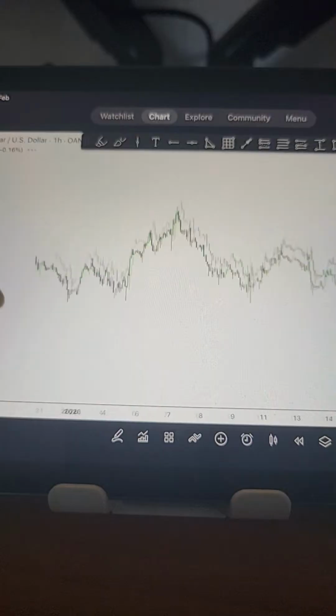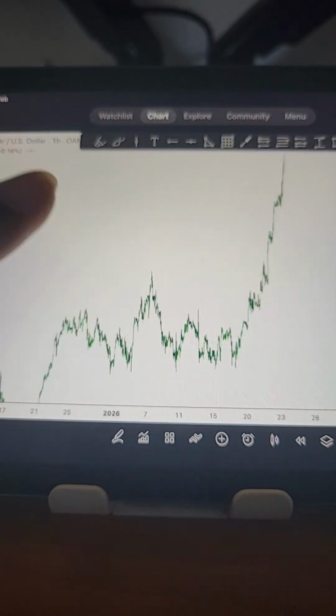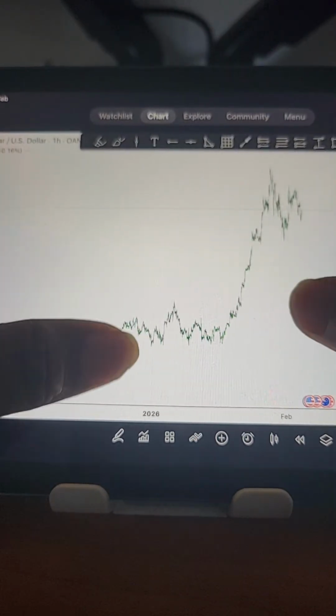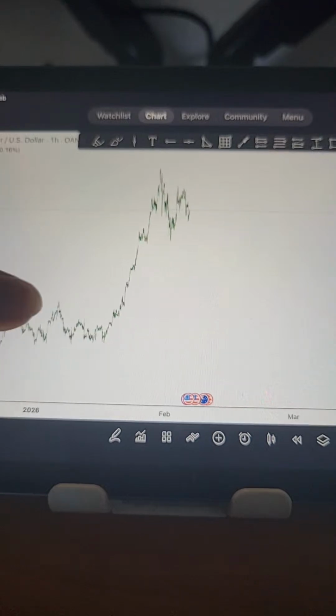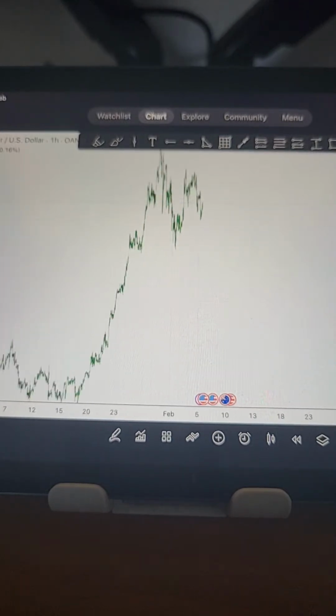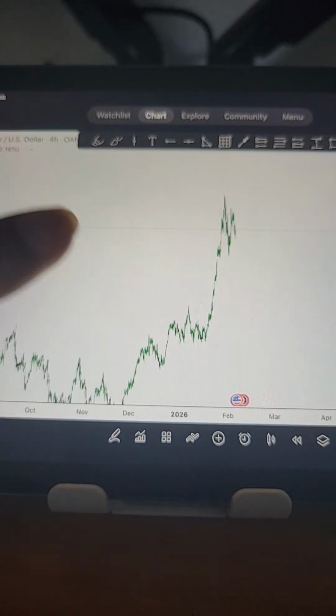So you can see AUD USD has been trending up since, guys. So what do you see, guys? It has been trending up. AUD USD has been bullish ever since. It has been bullish, guys.